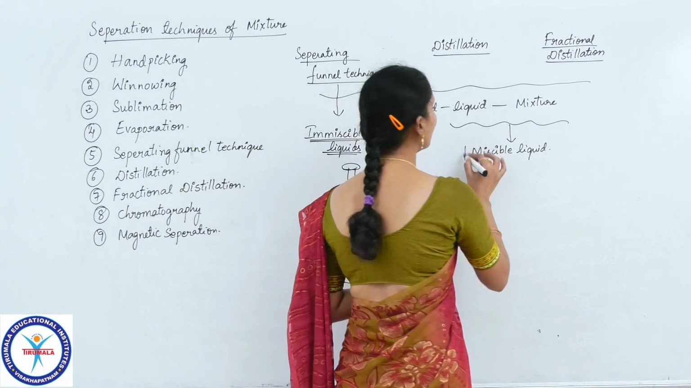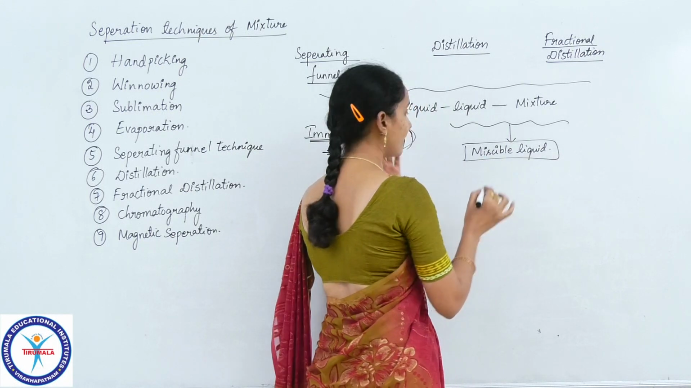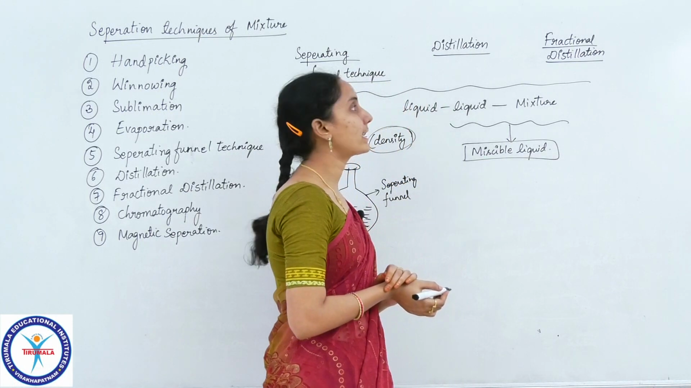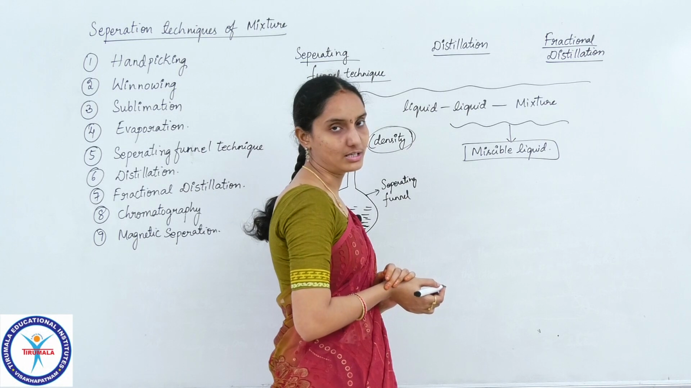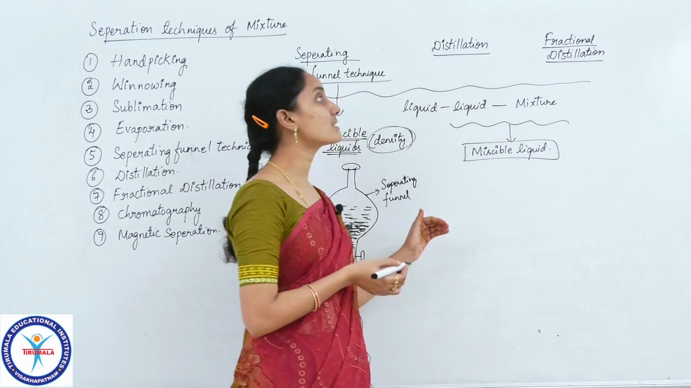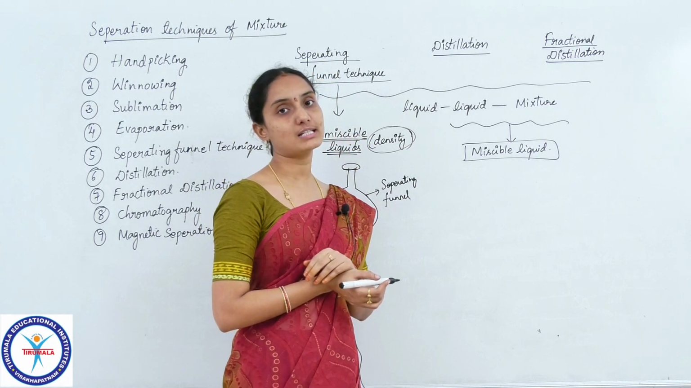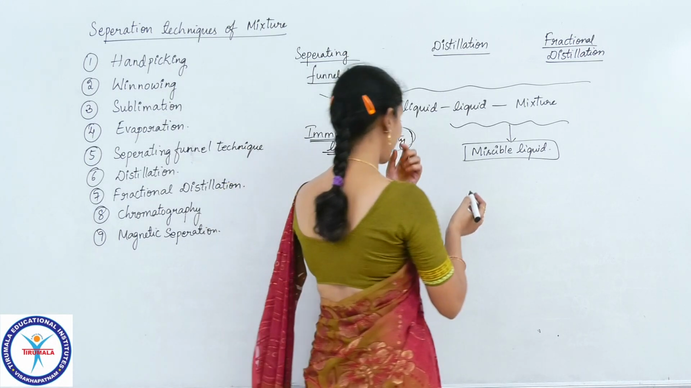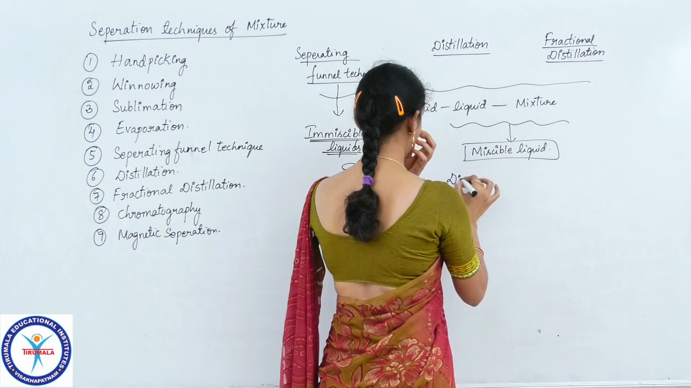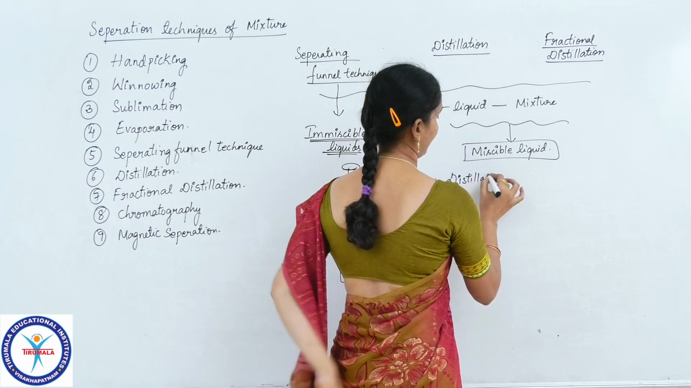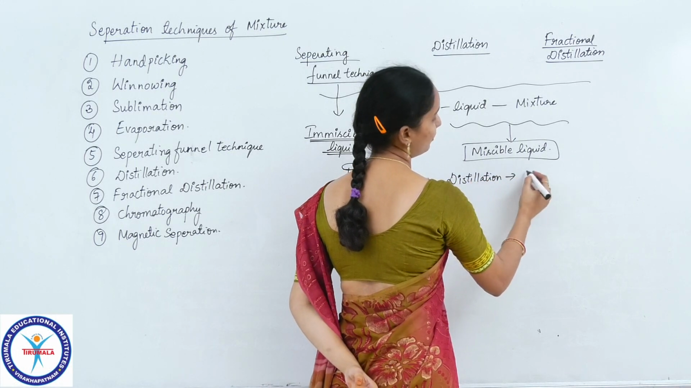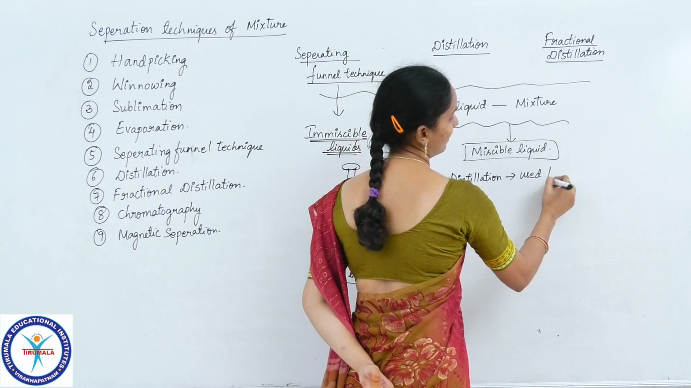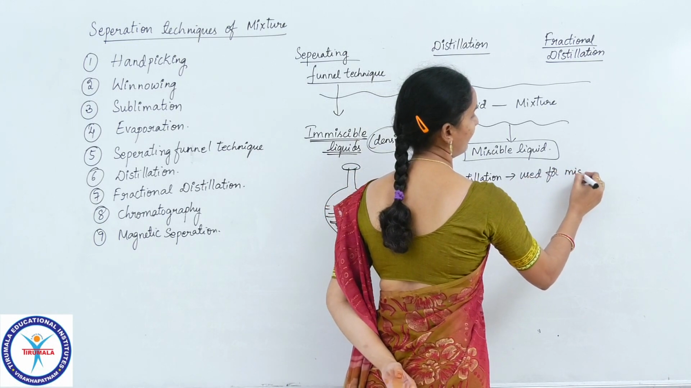Now coming to miscible liquids. In the case of miscible liquid mixtures, we can use either distillation or fractional distillation. But when to use distillation and when to use fractional distillation is very particular, children, so you have to remember that. Distillation is used for miscible liquid mixtures.